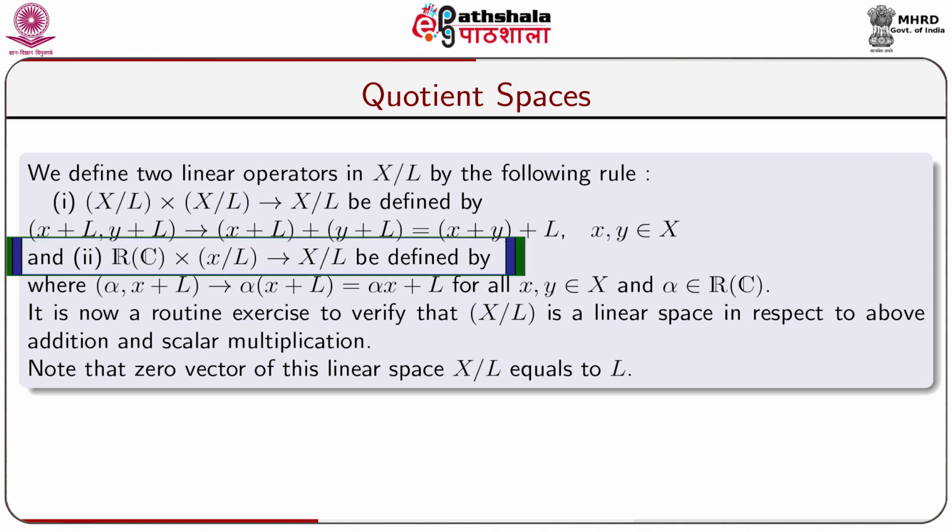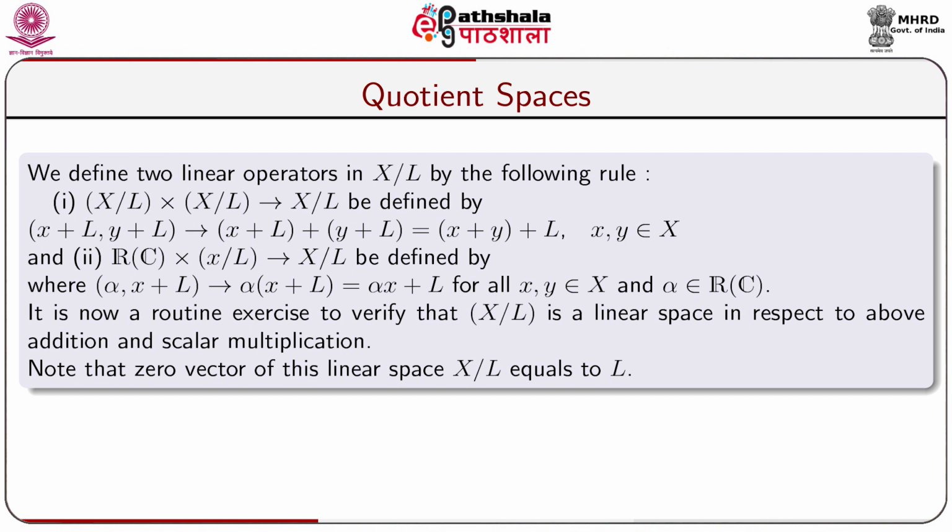And number 2, we can define a mapping R or C cross X by L to X by L, which can be defined by alpha, x plus L goes to alpha into x plus L, which is equal to alpha x plus L, for all x, y belonging to capital X, and alpha belonging to R or C. As X is a linear space, alpha x belongs to capital X.